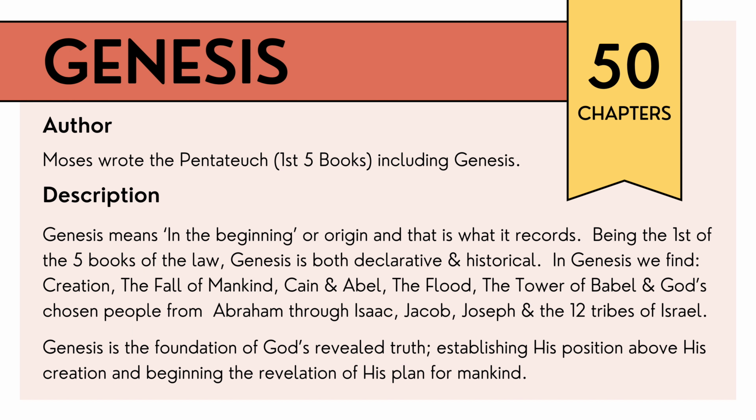Out of the ground Yahweh God formed every animal of the field and every bird of the sky, and brought them to the man to see what he would call them. Whatever the man called every living creature became its name, and the man gave names to all livestock, and to the birds of the sky, and to every animal of the field.